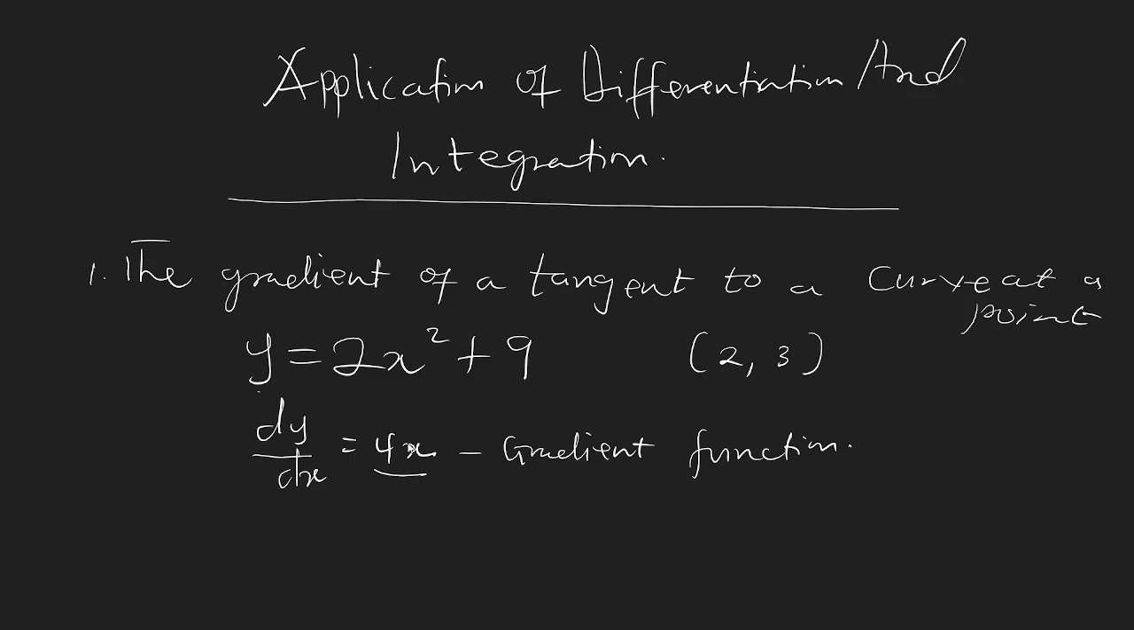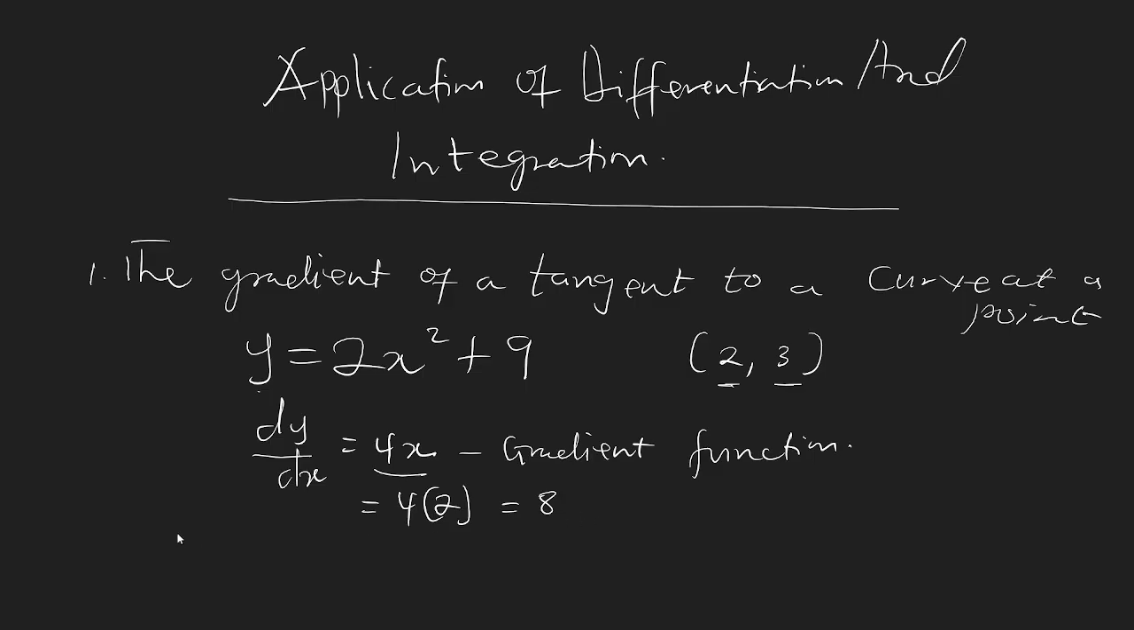When we differentiate, it gives us the gradient of that curve. Now, when it's passing through this point (x, y), we just substitute the value of x into this, and that will give us the gradient. So the gradient will be equal to 4 times 2, which gives us 8. And this becomes the gradient of the tangent to that curve.